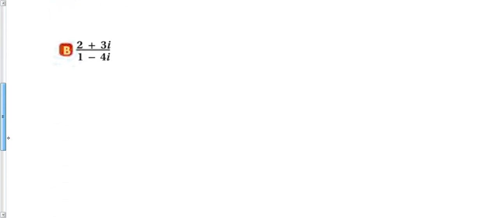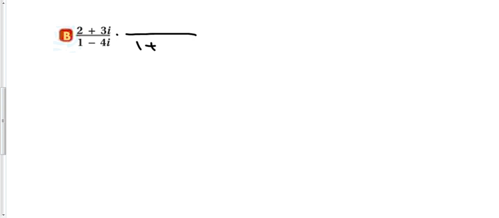Let's rationalize this one. Multiply by the conjugate of the denominator, not forgetting to substitute negative 1 for i squared. The conjugate of the denominator would be 1 plus 4i. And of course, I have to multiply the top and the bottom by 1 plus 4i.